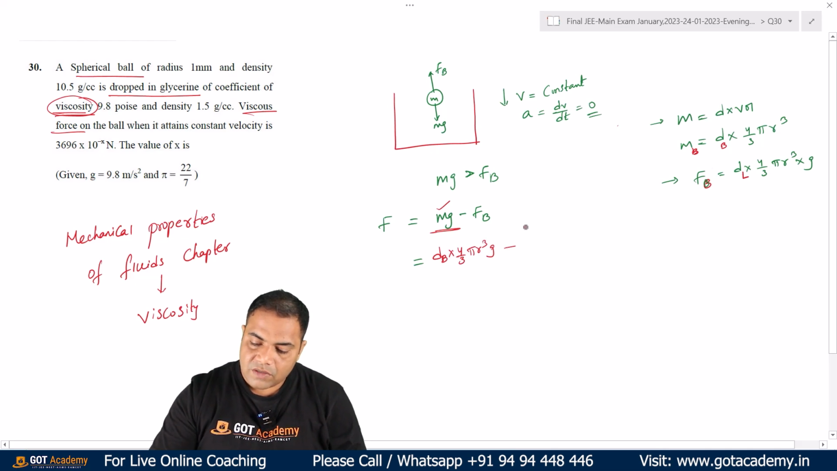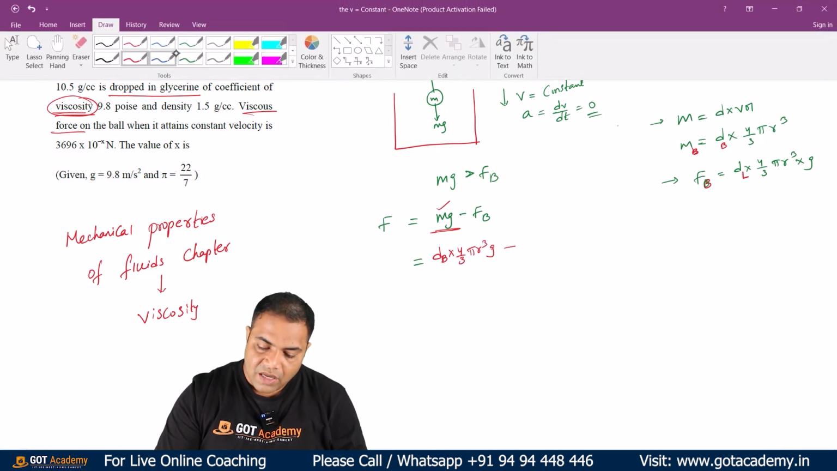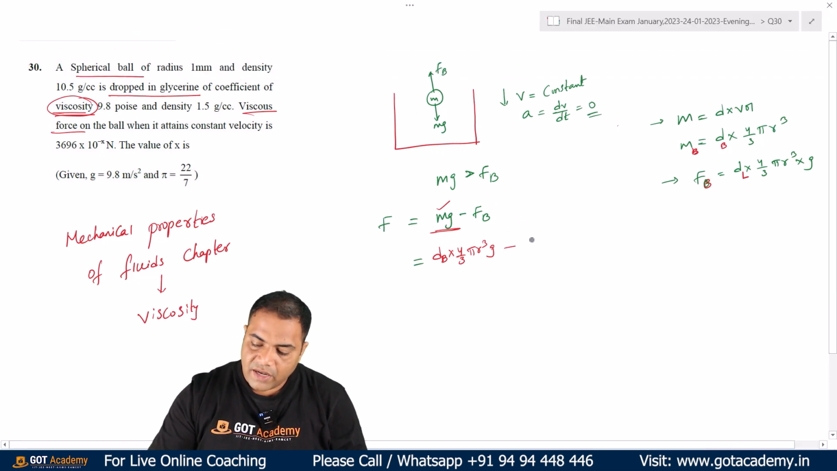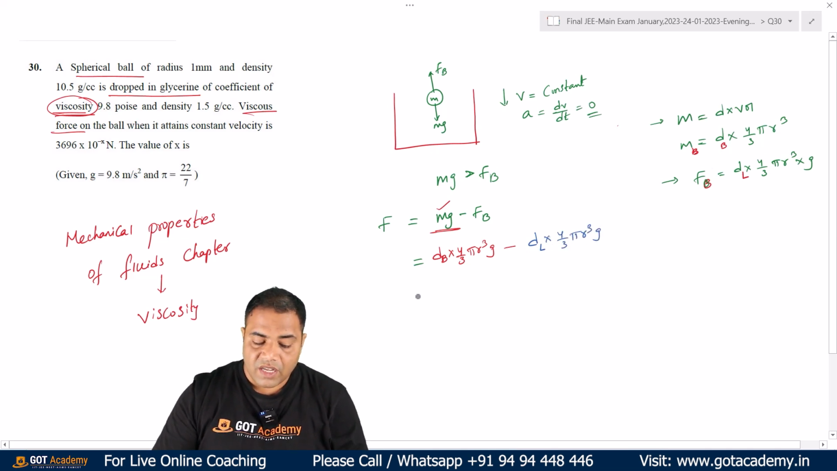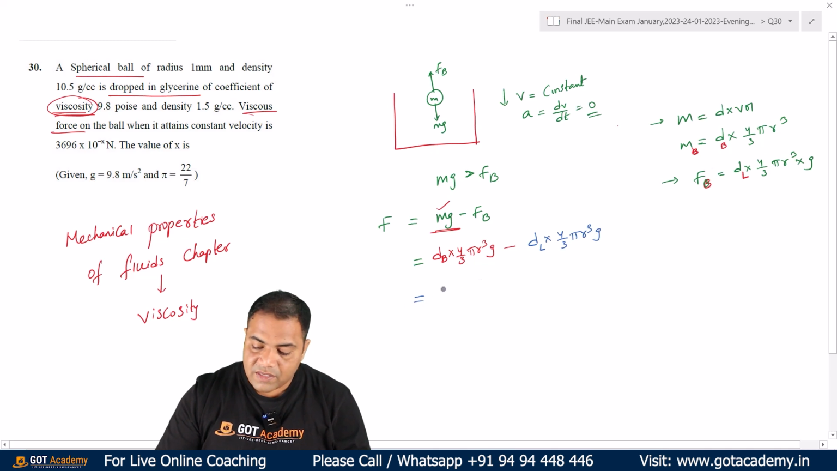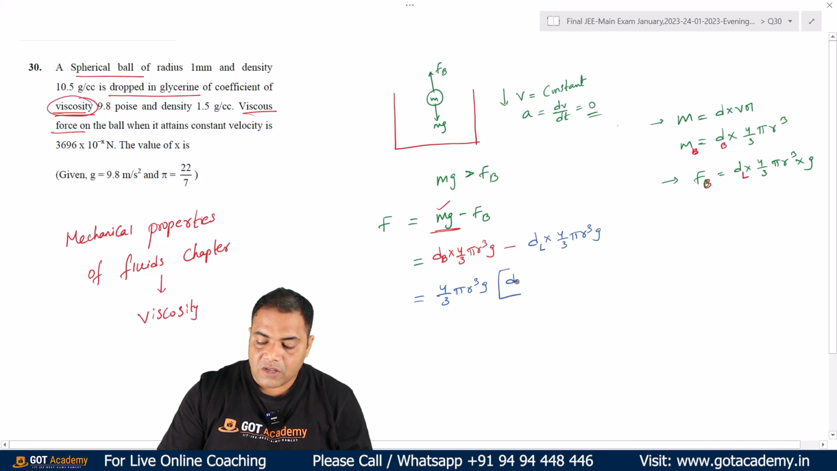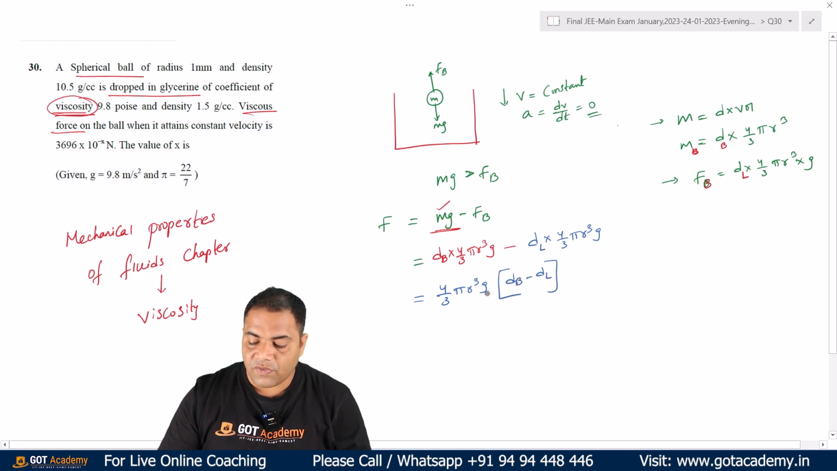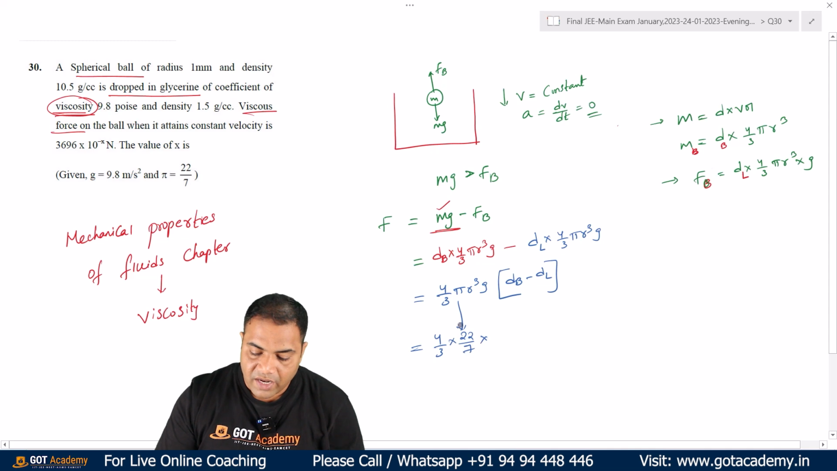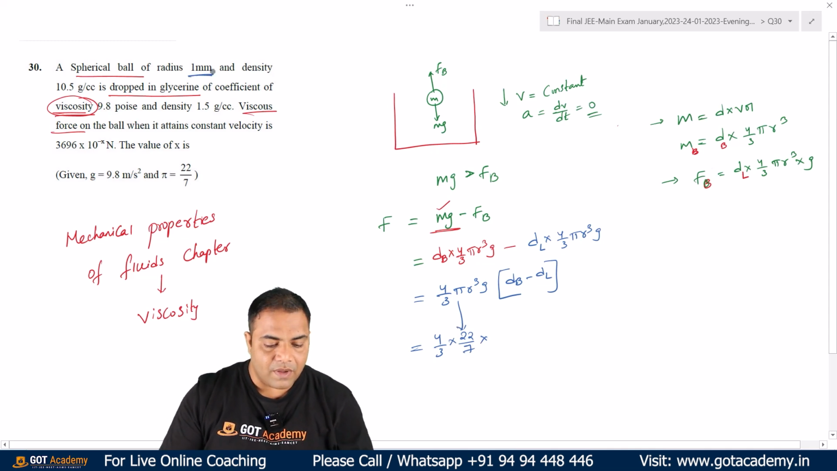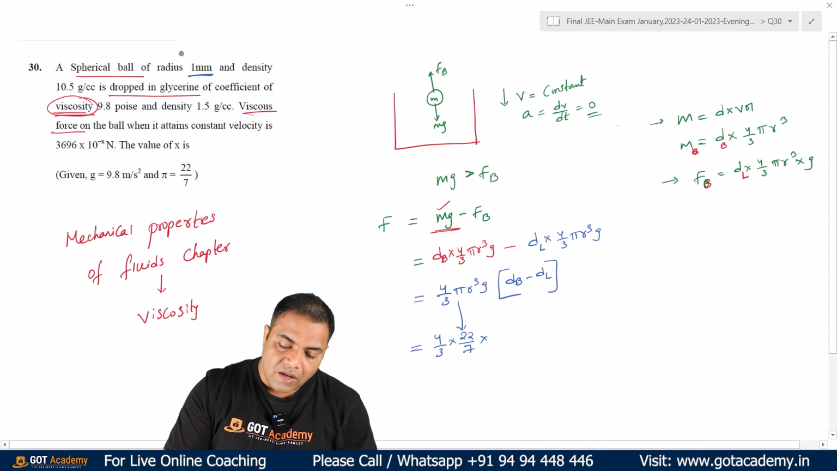minus, okay, the other one is the buoyancy force. So now I'll take it in terms of density only, but that is the density of liquid, into 4/3 pi r cube into g. In both cases, what we could take common is 4/3 pi r cube into g. So density of body minus density of liquid. Here 4/3 pi is 22/7, isn't it? Now coming to the radius r, it was given as 1 mm. So r is 1 mm.